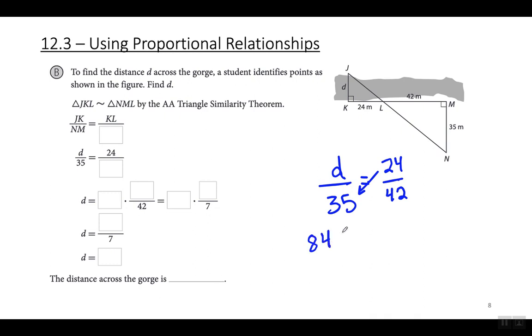All right, when I multiply that, I get 840 equals 42D. So D equals 840 divided by 42. Okay, so 840 divided by 42 is going to give me my answer, which is 20. 20 meters in this question. All right?